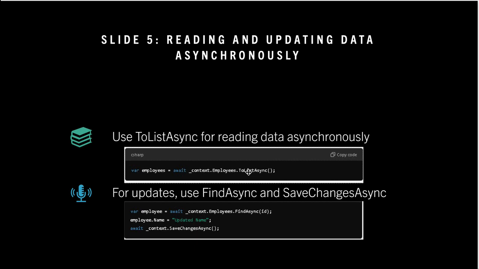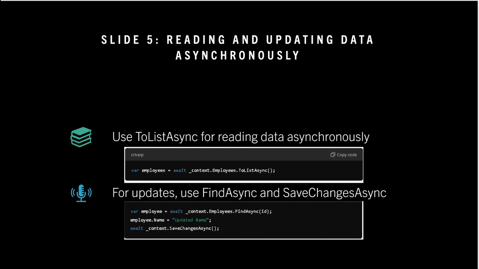Similarly, to update the data, we use the asynchronous version of Find and SaveChanges. In here, this is FindAsync, and then update the property and then save the changes. The original method we are using is SaveChanges, but now we use the SaveChangesAsync method to replace the existing method. We replace the original method, so this read and update operation can execute without blocking the application.